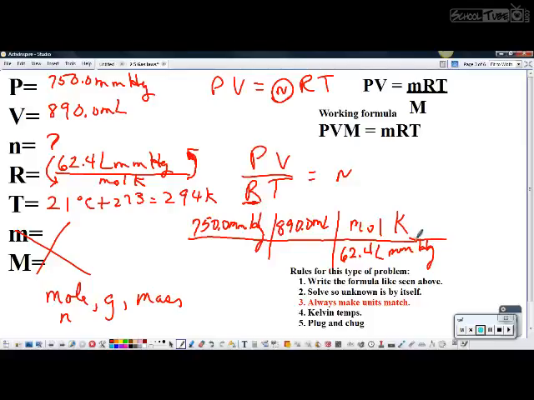Say it again. When I need to put the R on the bottom, I have to flip all of this. And I want what's on the bottom on my R to be on the top, and vice versa. I want the number on the bottom. The units go with it. These units are very important.